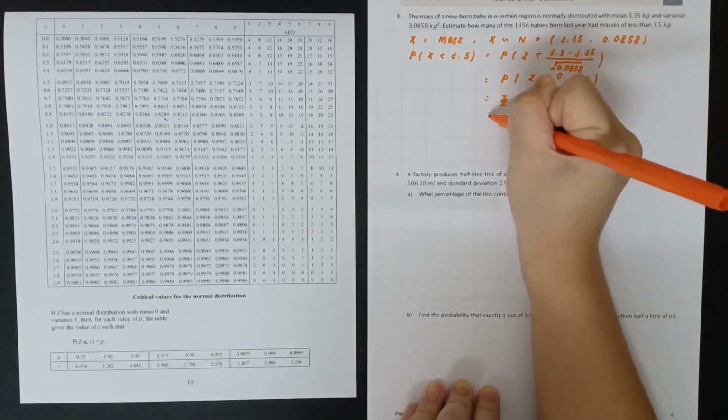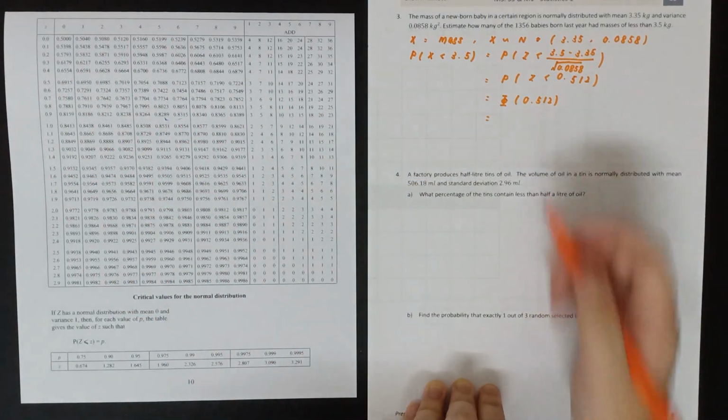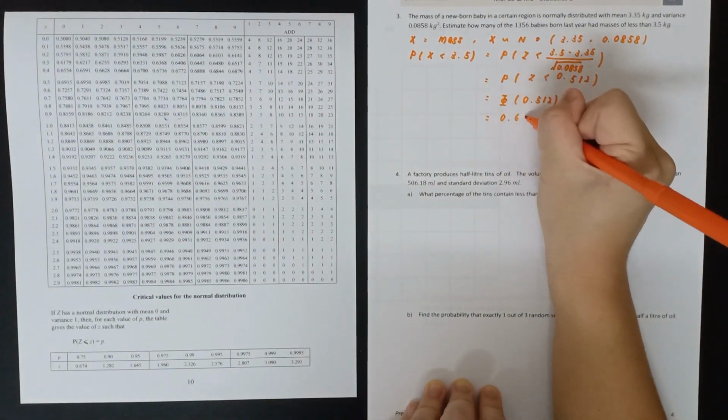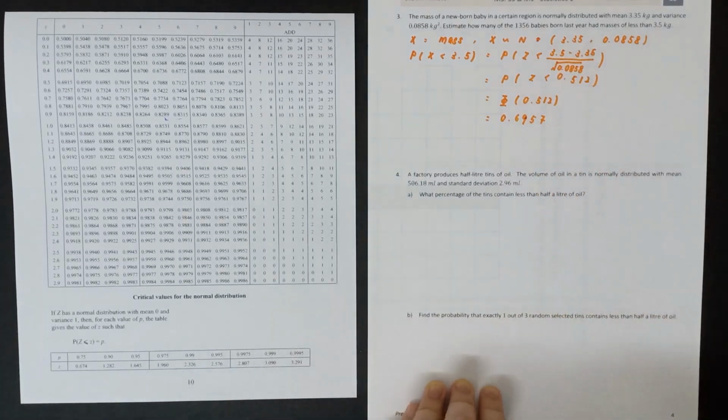So 5 0.512. I'll try to read from the table: 5 0.5, then 1, then 2. So I will get 0.6957.